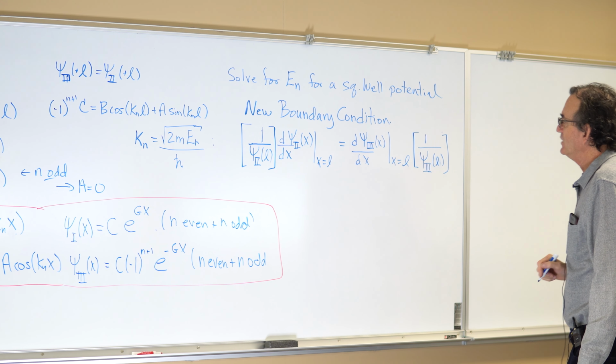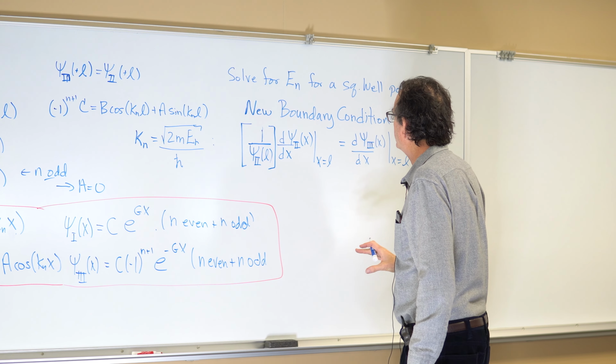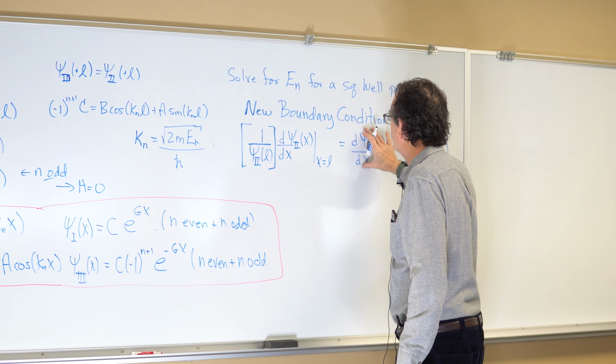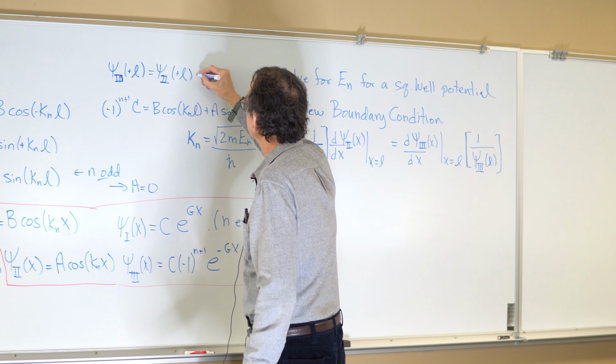So this is the equation that we use. It's actually clever. It incorporates 2 boundary conditions, both the derivative being continuous and the function itself being continuous, which is given from up here.